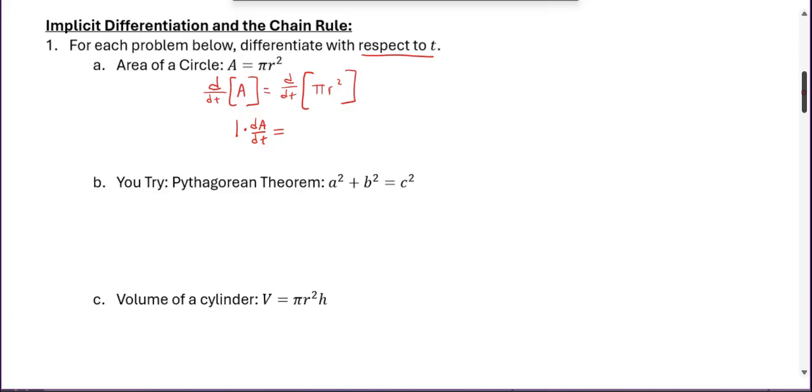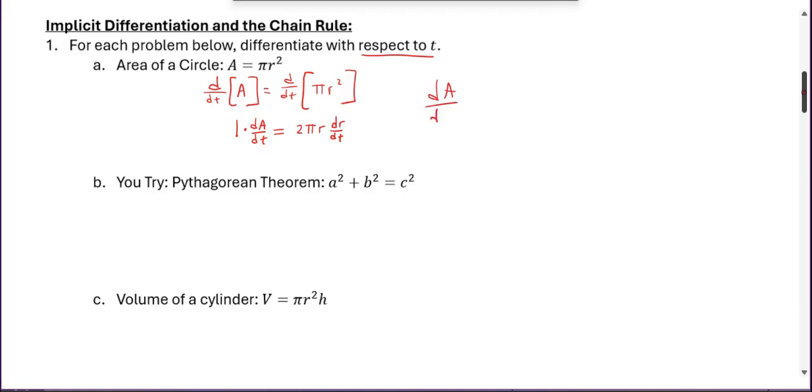So first, let's use the rule. Pi is just a constant multiplier, so for r squared, we're going to use the power rule, bring the power down and reduce the power by 1. But then you're going to multiply that by dr/dt, the derivative of r with respect to t. Again, use the chain rule. So now we have a dA/dt on the left and a dr/dt on the right. Okay, so you can do more, but I think that's good enough for now.